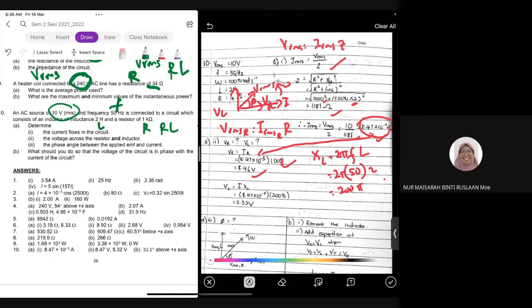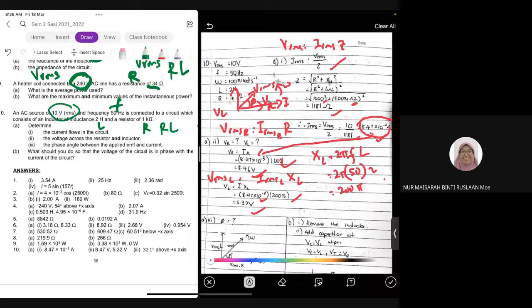Okay. Question number 2, they ask you to find VRMS L. So VRMS L equals IRMS L XL. So IRMS is the same, XL is already defined. Okay, so you get 5.32 V.